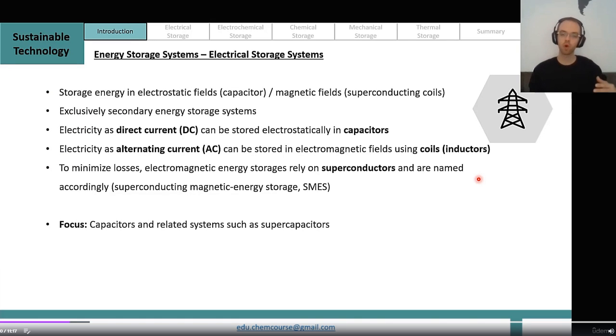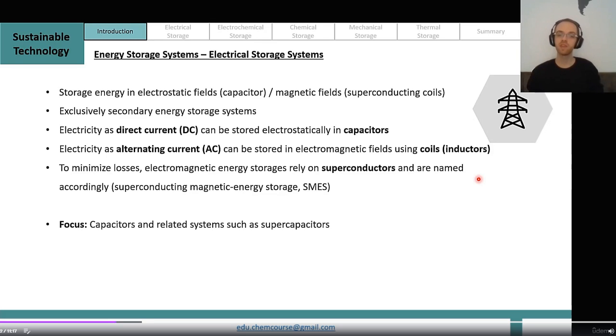Now let's go through all of these different storage technologies, and I will tell you a little bit about them before we dive deeper into them in the respective chapter. So electrical energy storage systems are storage systems which store your energy in electrostatic fields, for example, in capacitors, or in magnetic fields, so-called superconducting coils. It is important to note here that these kind of storage systems are exclusively secondary energy storage systems. So they are always rechargeable. So you can always charge and discharge them multiple times.